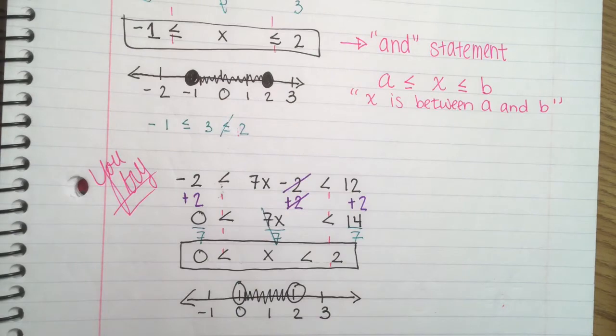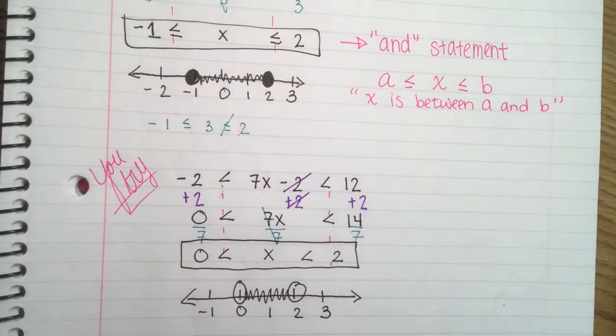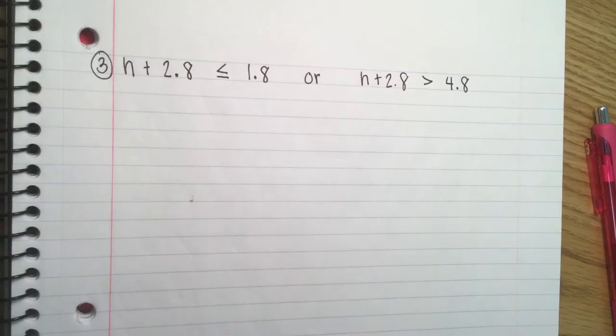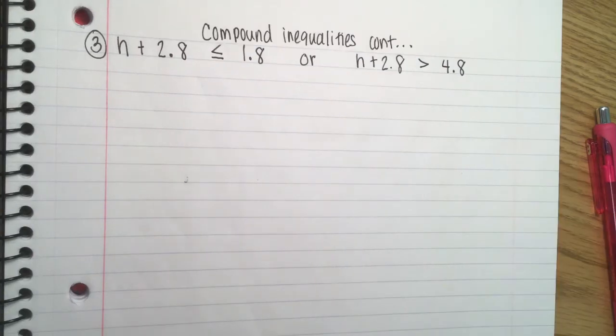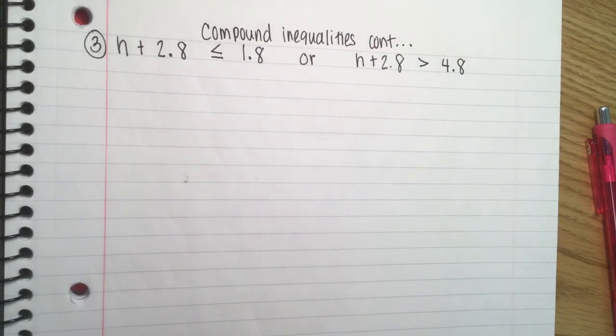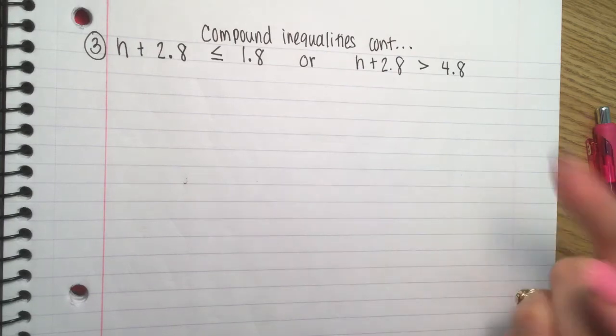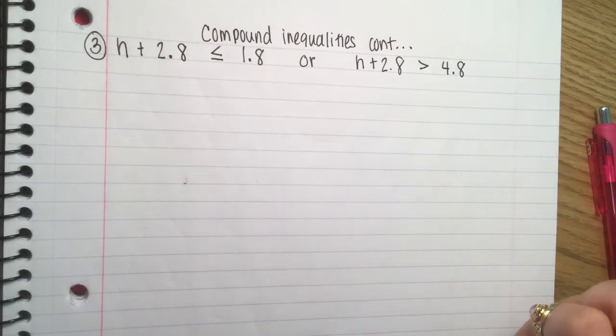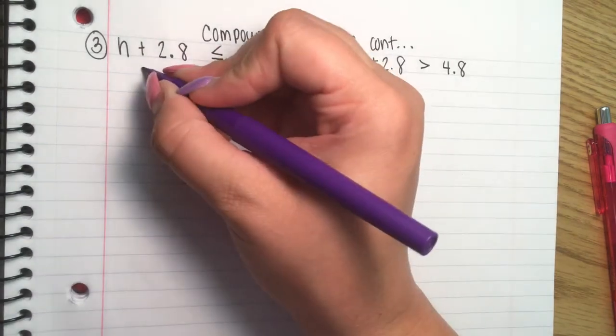So the opposite of and is or. So if we can have an and statement, we can also have an or statement. Okay, so this is also a compound inequality. The reason that we call them or statements is because they're going to end up pointing in opposite directions. This is very simple. You're just solving two separate inequalities.